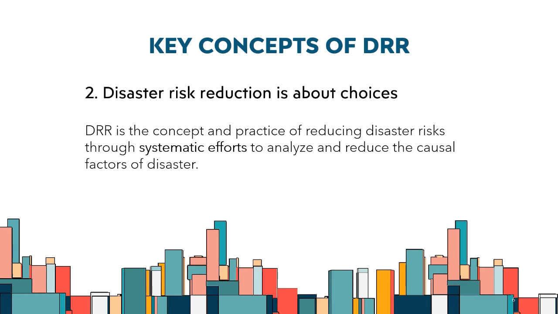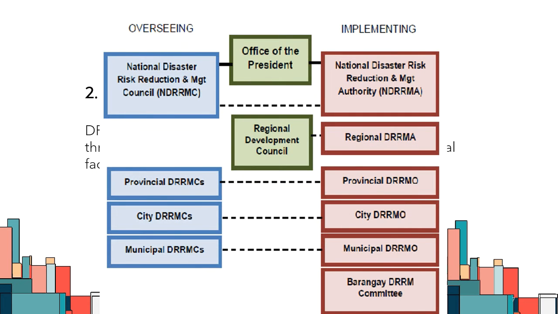Number two key concept, disaster risk reduction is about choices. DRR is the concept and practice of reducing disaster risk through systematic efforts to analyze and reduce the causal factors of disaster. So we have here the overseeing of those activities: the National Disaster Risk Reduction and Management Council, or the NDRRMC, together with the provincial DRRMCs, city DRRMCs, and municipal DRRMCs.